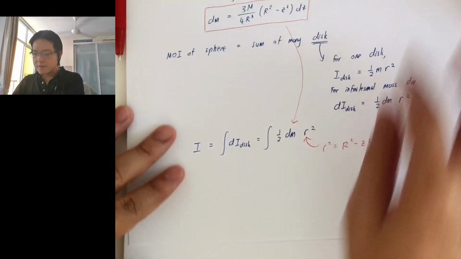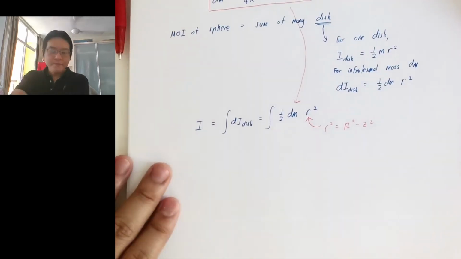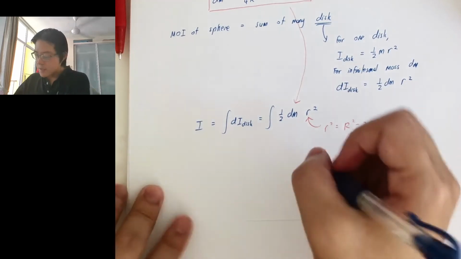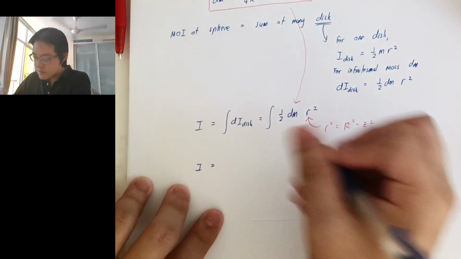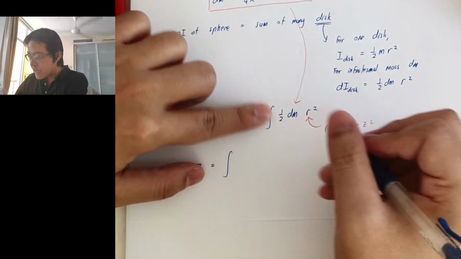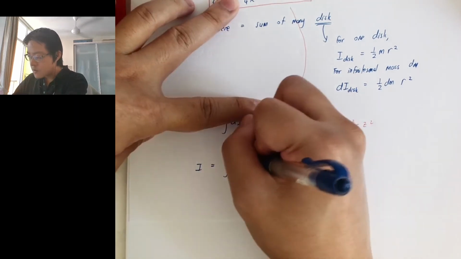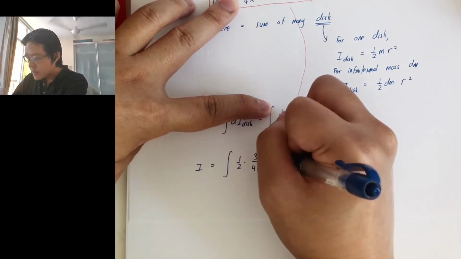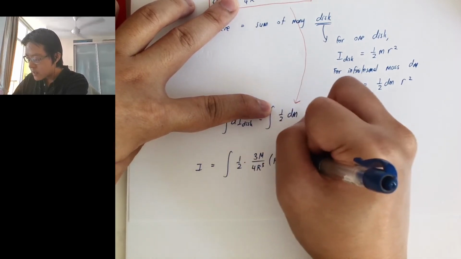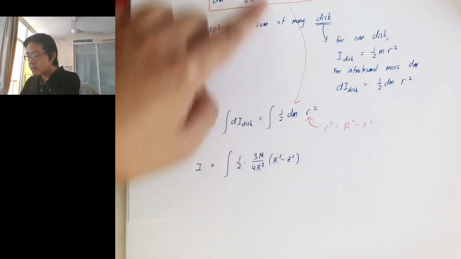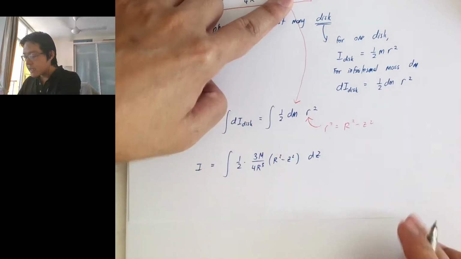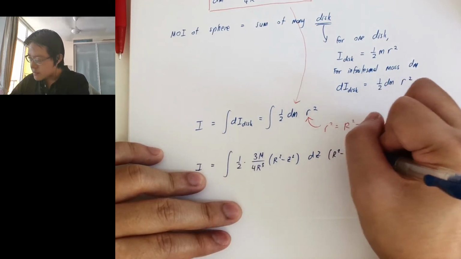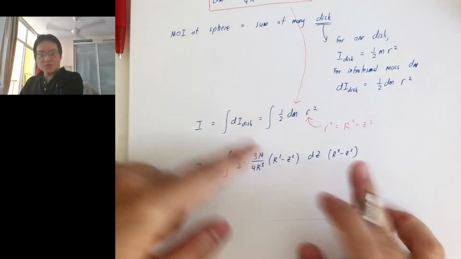Okay? So it's fine, right? So now let's see what happens to our integration. So what we have now is I is equal to the integral of half times this. So half times 3m over 4r cubed, and then r square minus z square, and then dz. And then there's an r square at the back, so there's another r square minus z square. So this is two things squared.